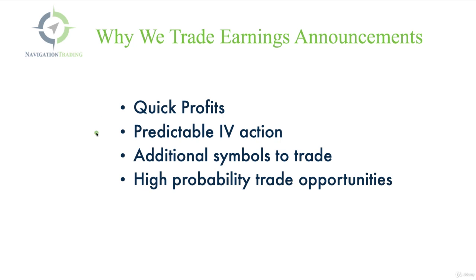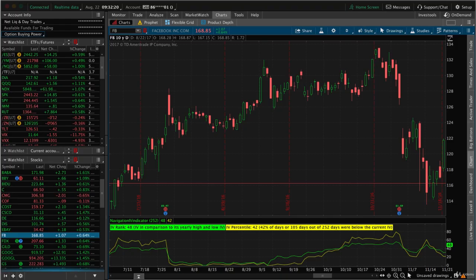Next point, there's predictable implied volatility action, okay? So in our typical monthly strategies, we might want to sell premium when the options are high, when the implied volatility is over 50, and that kind of depends on what happens in the market is what dictates where implied volatility is. However, with earnings announcements, there's a very predictive action that implied volatility follows. Let's go to the platform and take a look at an example.